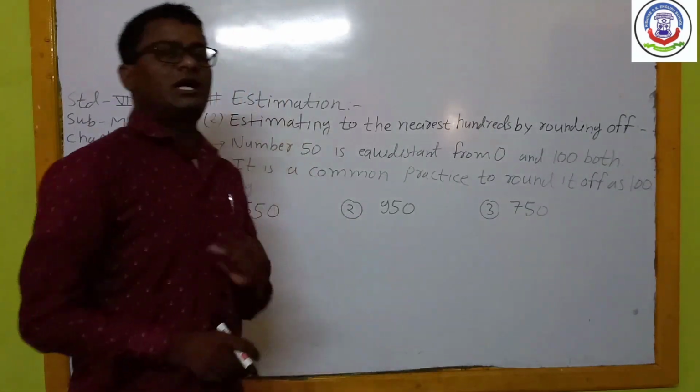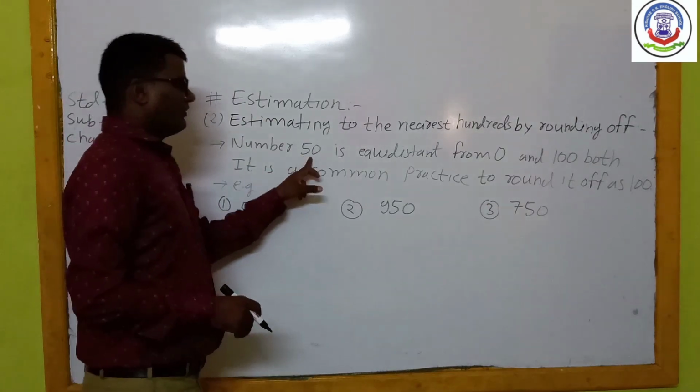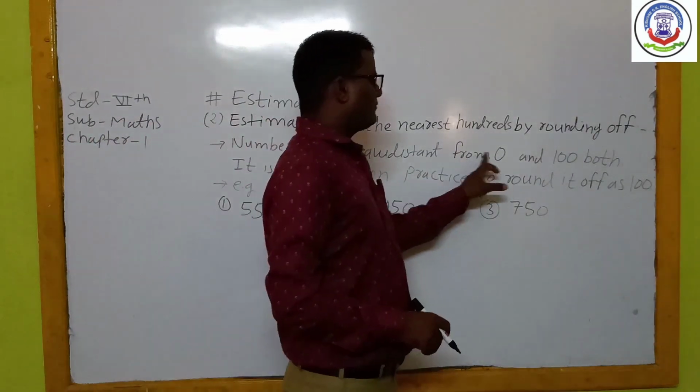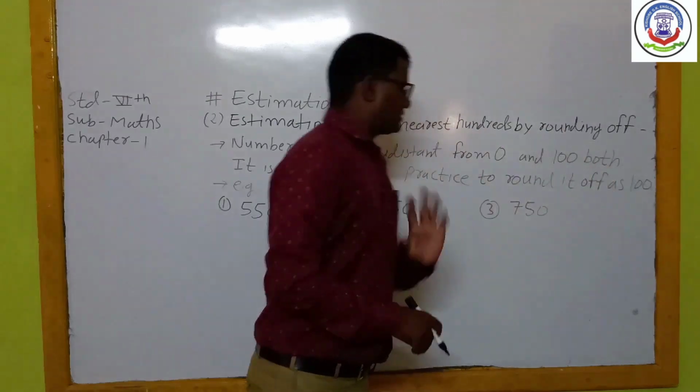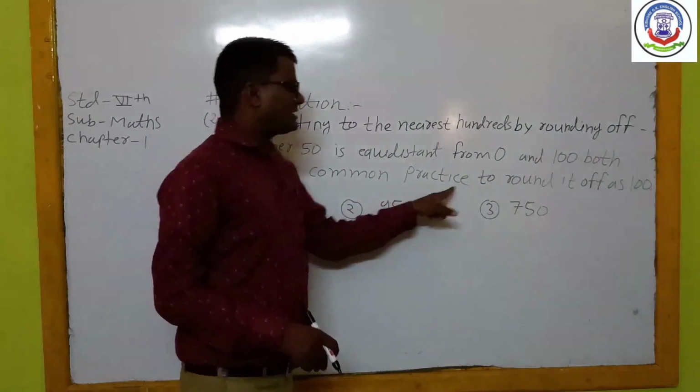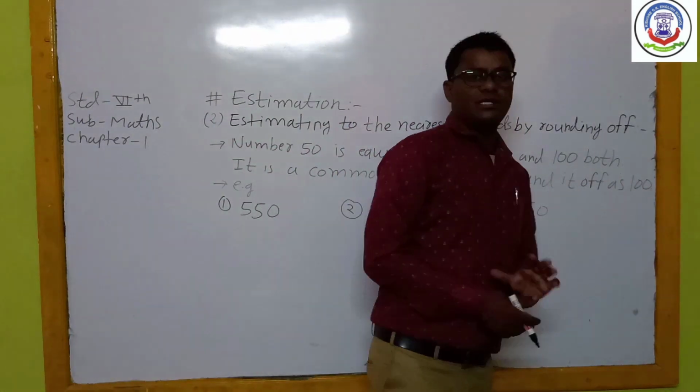Students, now the third point is that number 50 is equidistant from 0 and 100 both. It is a common practice to round it off as 100.